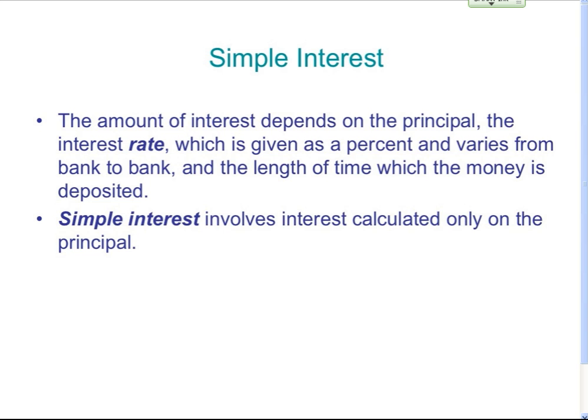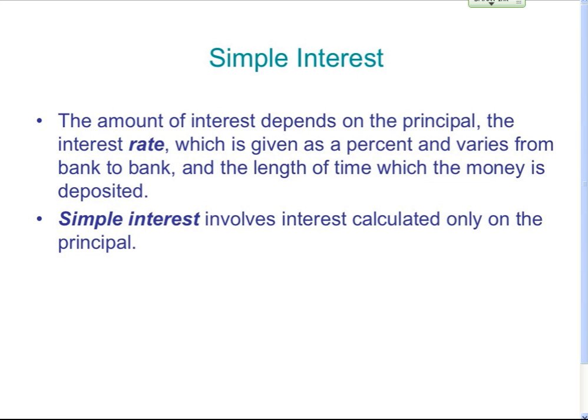The amount of interest depends on the principal, the interest rate, and this is always given as a percent, and it changes from bank to bank. So it's not a set interest rate across the board. And the length of time in which the money is deposited. So you're going to get a different amount of interest if you deposit money for 5 years versus if you deposit money for 30 years.